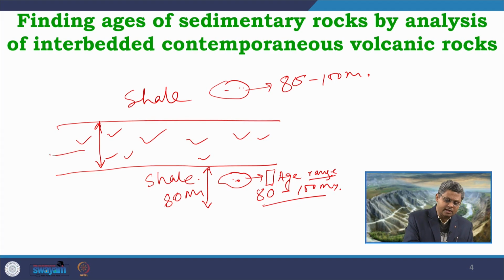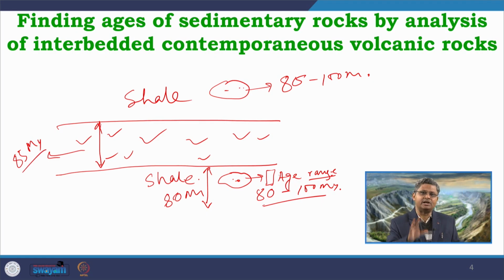So, we can use any of the methods like say potassium argon, maybe rubidium strontium, and using that the age of this ash bed comes up as 85 million years. So, there is no doubt about this 85 million years determined through absolute radiometric age dating method.